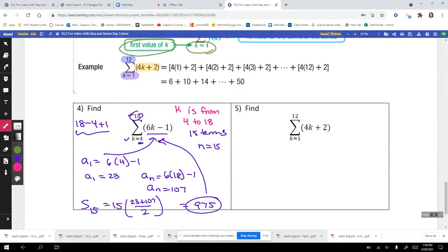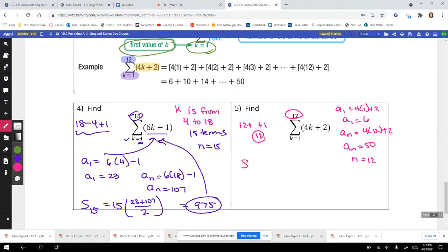Okay, so I have a sub 1, and this one is 4 times 1 plus 2. So a sub 1 has a value of 6. I'm going to go to my a sub n is equal to 4 times 12 plus 2. So a sub n is equal to 50. Okay, how many terms do I have? Right, 1 to 12, if you count them, that's 12. But again, if the numbers are not as easy, it's going to be 12 minus 1 plus 1. So we get 12. So my n value is 12.